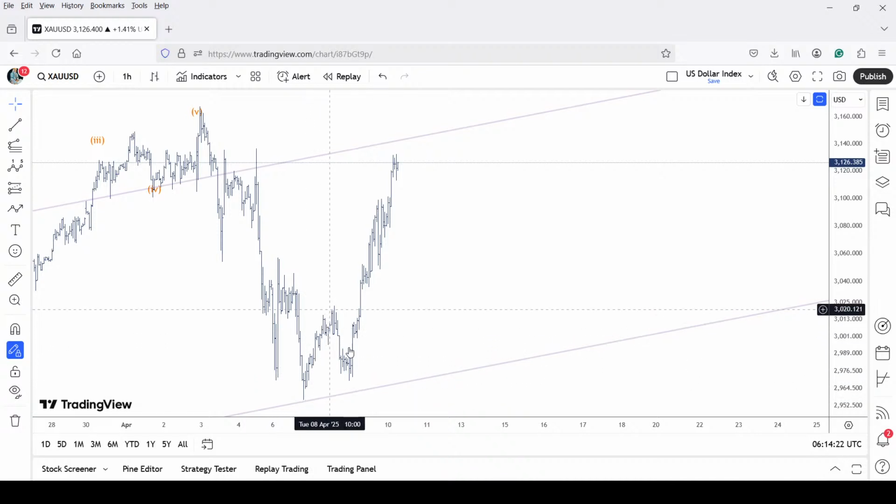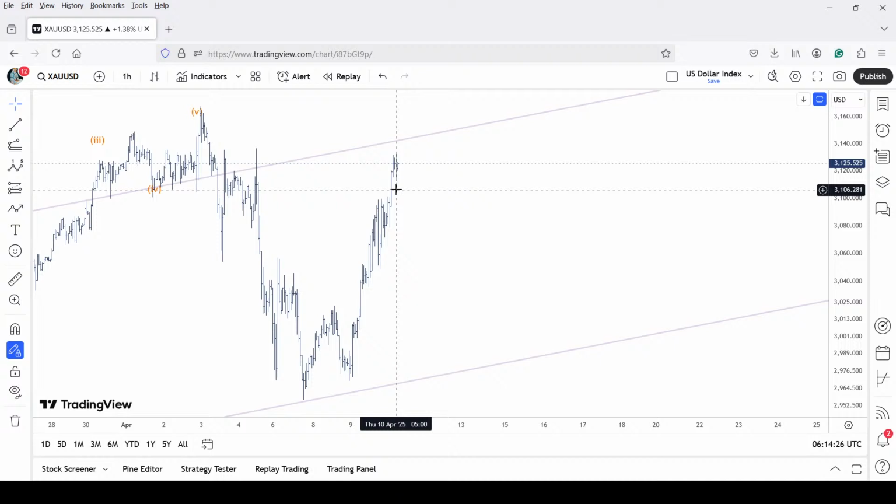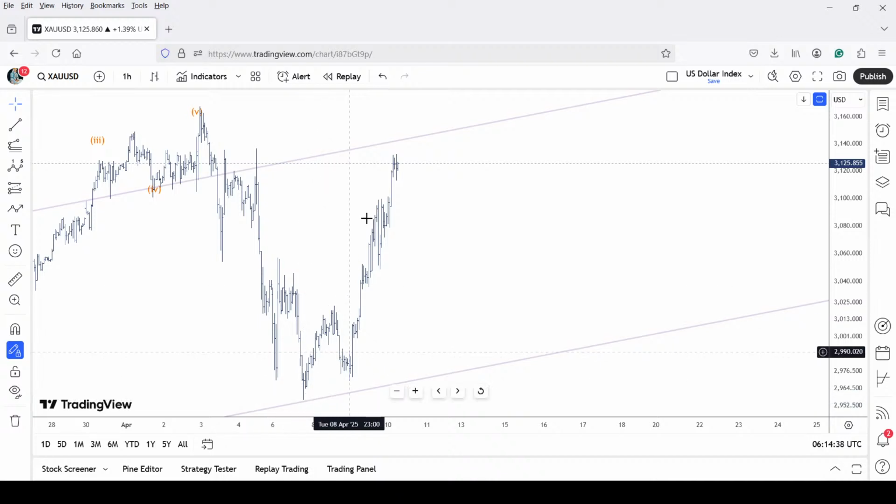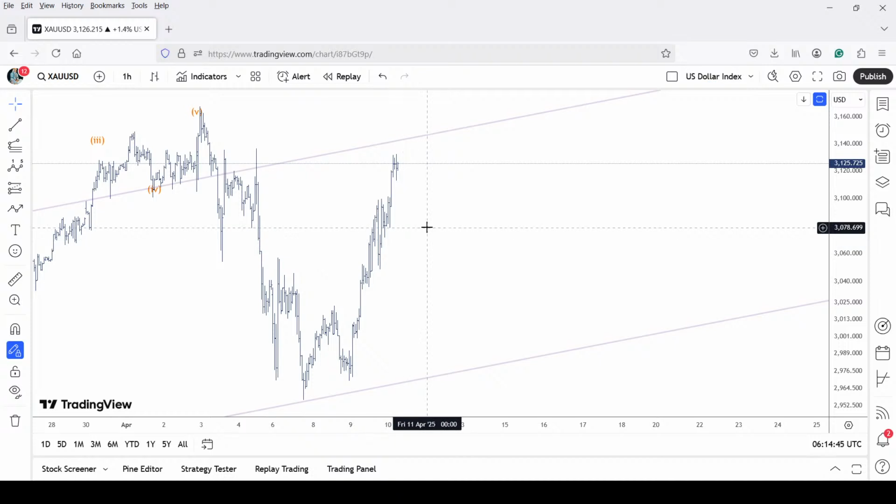unfolding as 5 waves. That could be another possibility, which we have discussed earlier. We were discussing 5 waves complete here and then an ABC, but now it looks like a 5 wave rally already. So if it is, the situation slightly changes.